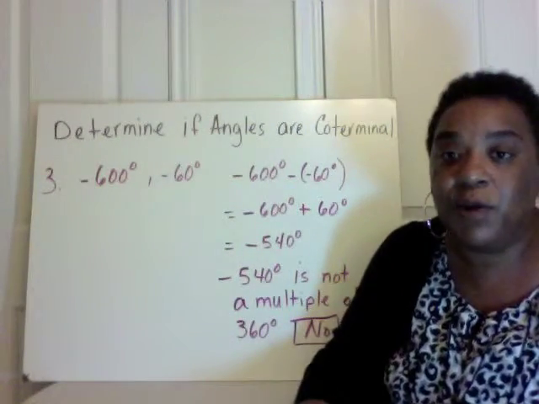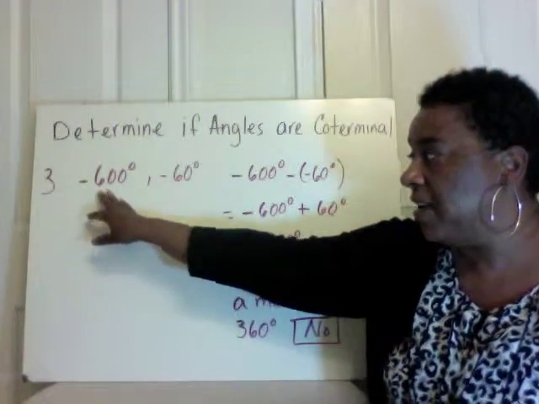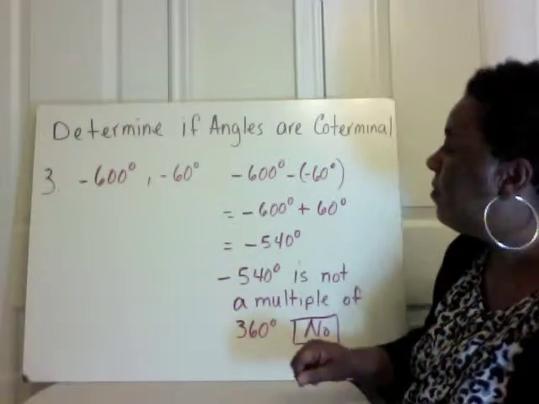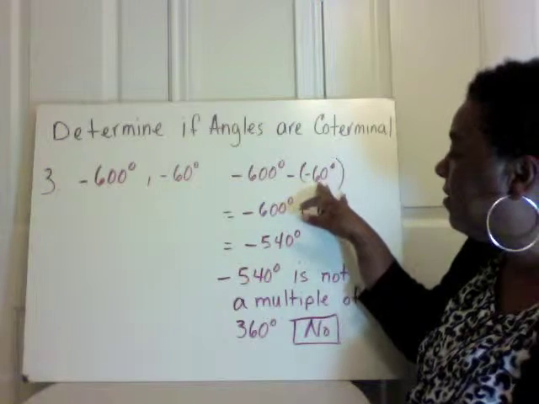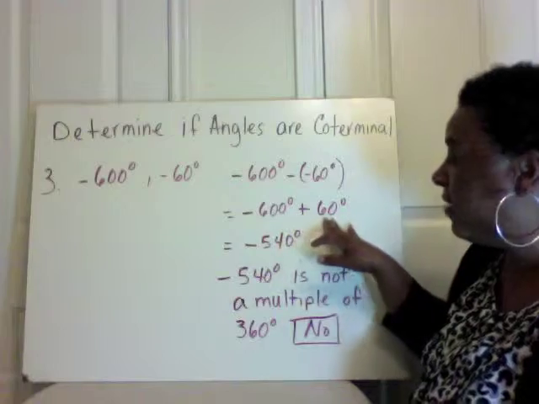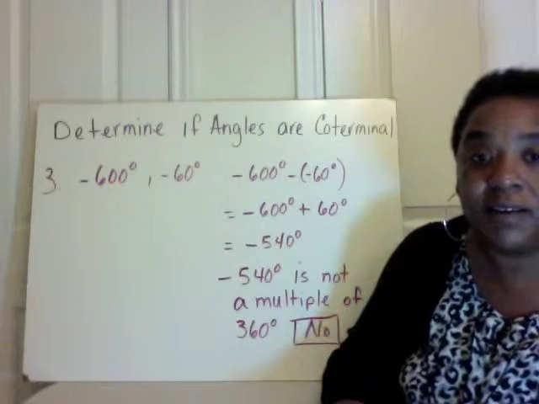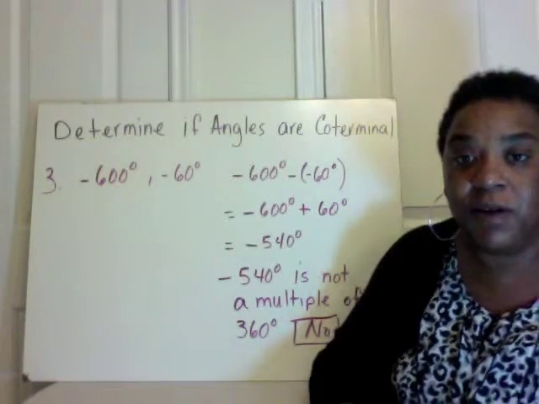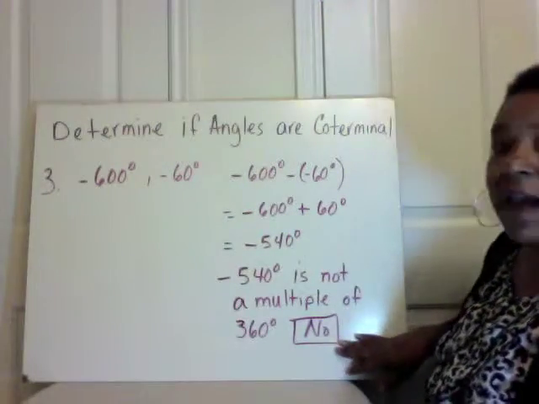In this example, we have two angles. One measures negative 600 degrees and the other measures negative 60 degrees. So negative 600 degrees minus negative 60 degrees equals negative 600 degrees plus 60 degrees, which equals negative 540 degrees. Negative 540 degrees is not a multiple of 360 degrees, so these two angles are not coterminal.